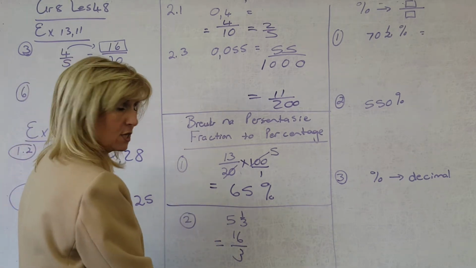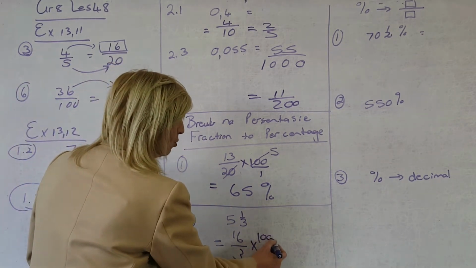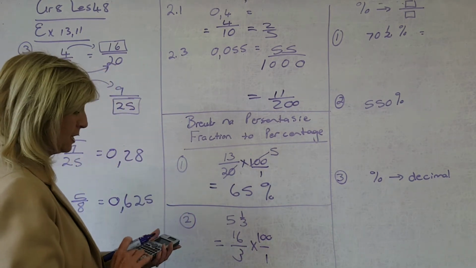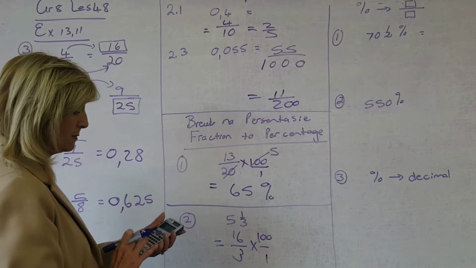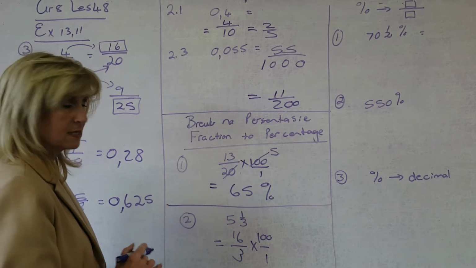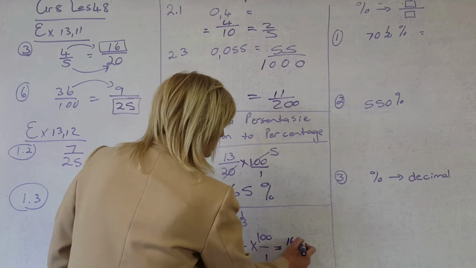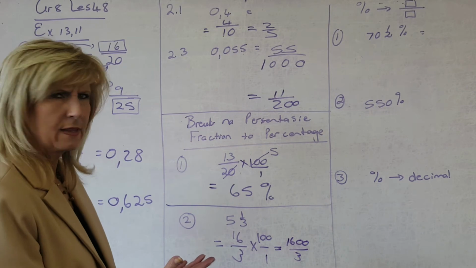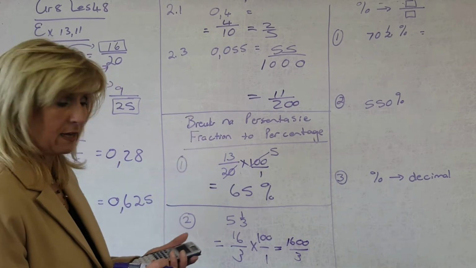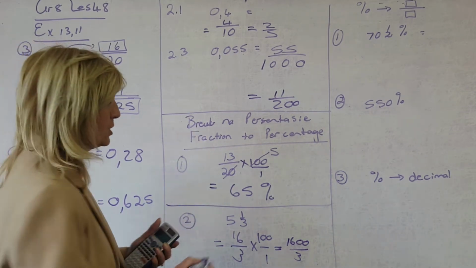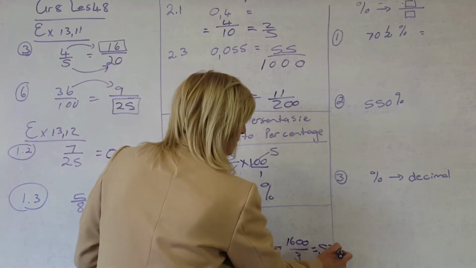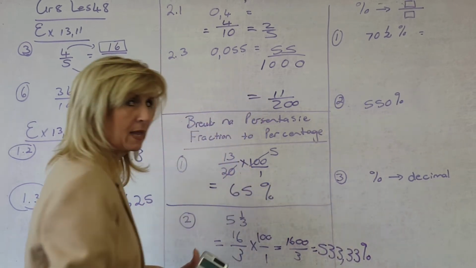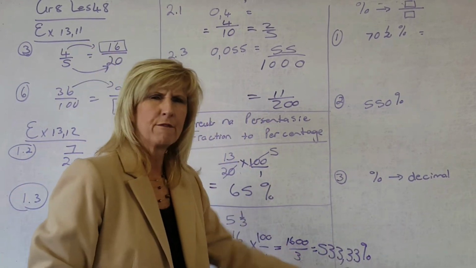And to take it to percentage, it is always times 100 over 1. You can always put it over 1. And then you'll take that 16 over 3 and times it by 100, and your answer is 1600 over 3. Is that what I want? Is that now percentage? That doesn't feel right. That's the answer that the calculator gives me. So I'll say SD, so that I can see 533.3333333%. This is where I'm going to round off.